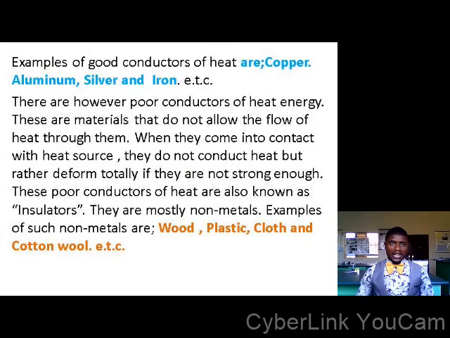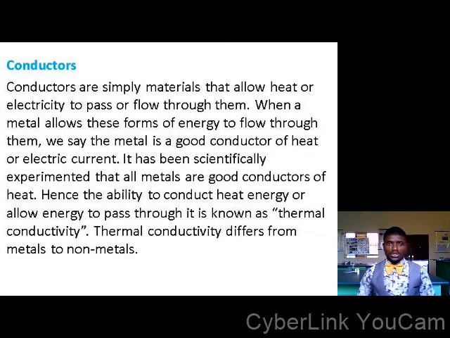Conductors like metals, of which we have iron, silver, aluminum, and copper, are good conductors of heat and also electricity. So that is why we're discussing conductors in this topic. You may be asking, why are we treating conductors here? This is the reason. A conductor is anything that can conduct heat and also electricity. The ability of a conductor to conduct heat, we call it thermal conductivity. So that is what you just saw me explaining here, thermal conductivity.